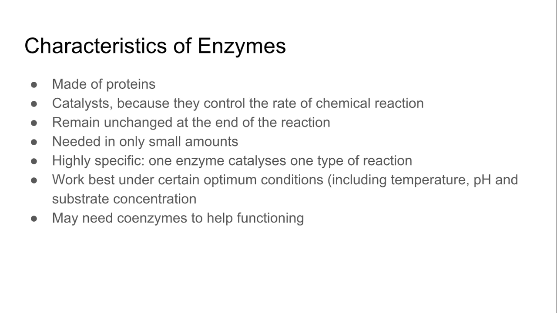Some characteristics of enzymes are that they're made of proteins. They're catalysts because they control the rate of chemical reactions. They remain unchanged. They're only needed in small amounts and they're highly specific, so only one enzyme catalyzes one type of reaction. They work best under optimum conditions, specifically temperature, pH, and substrate concentration, but they may need coenzymes to help in their functioning.